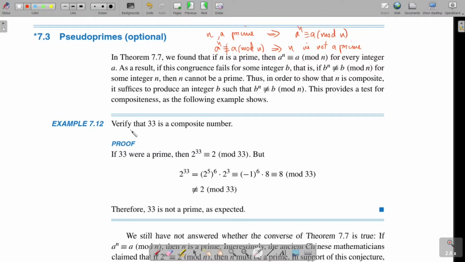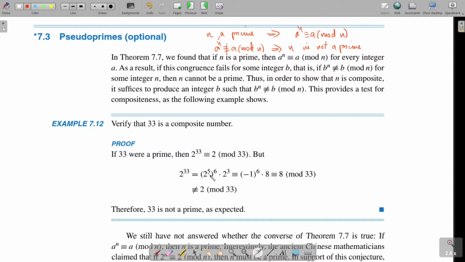So for example, we will show that 33 is a composite number, that is, 33 is not a prime. If 33 were a prime, then a raised to 33 is congruent to a mod 33 for any a. In particular, 2 raised to 33 will be congruent to 2 mod 33. But what is 2 raised to 33?